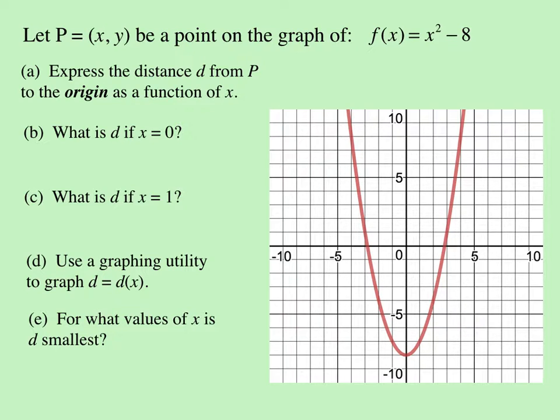Problem A says express the distance d from P to the origin as a function of x. So we're talking about the distance. We can use the distance formula, and that is the square root of (x2 minus x1) squared plus (y2 minus y1) squared. But we'll substitute in the specifics from this problem. Now we'll simplify that expression. And here is our distance function, the square root of x squared plus f of x squared.